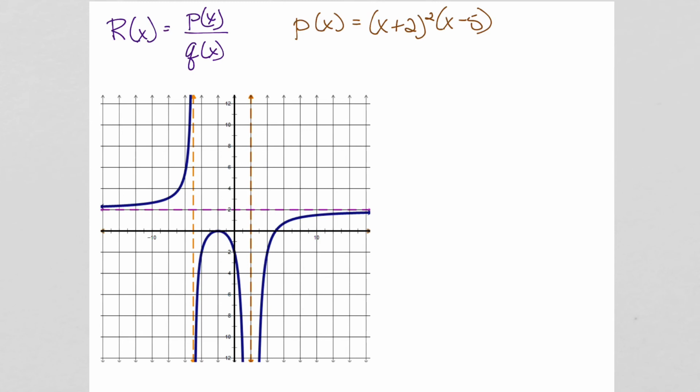What will tell us what's on the bottom? What's on the bottom is where we are not defined. So where there are vertical asymptotes. So there's a vertical asymptote at negative 5. So that means that there's a factor, x plus 5, on the bottom.